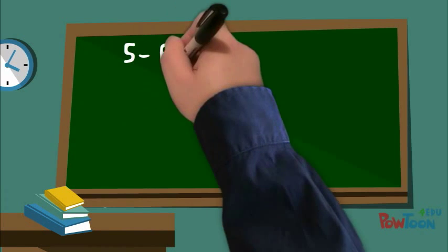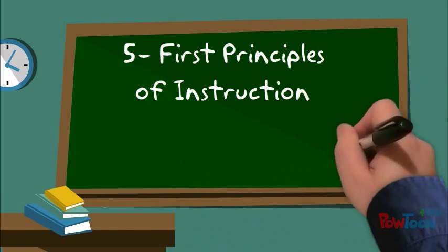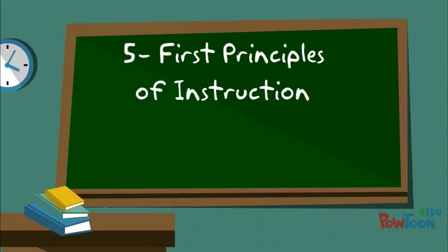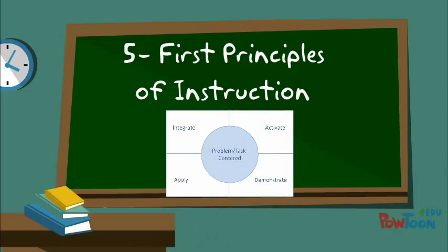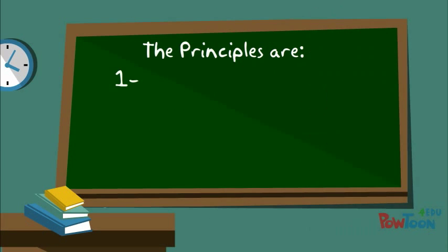5. First principles of instruction. David Merrill describes 5 first principles of instruction that are consistently applied in many instructional design theories and models. Therefore, these principles are proposed to be necessary for effective learning environments. The principles, according to Merrill, are as follows.